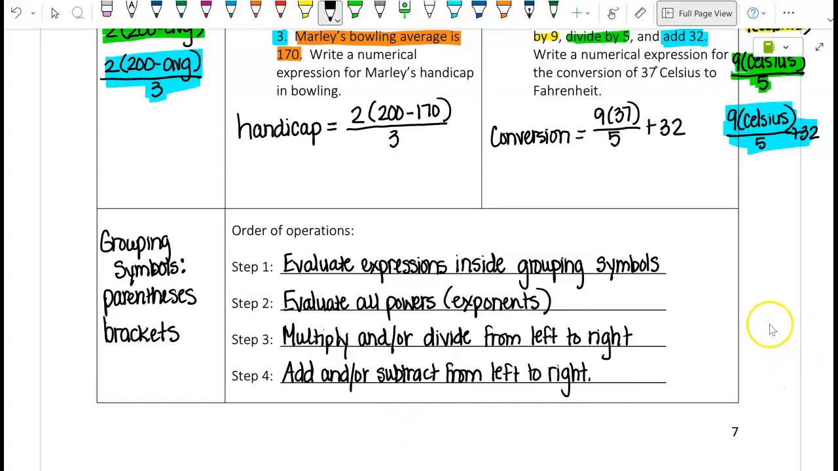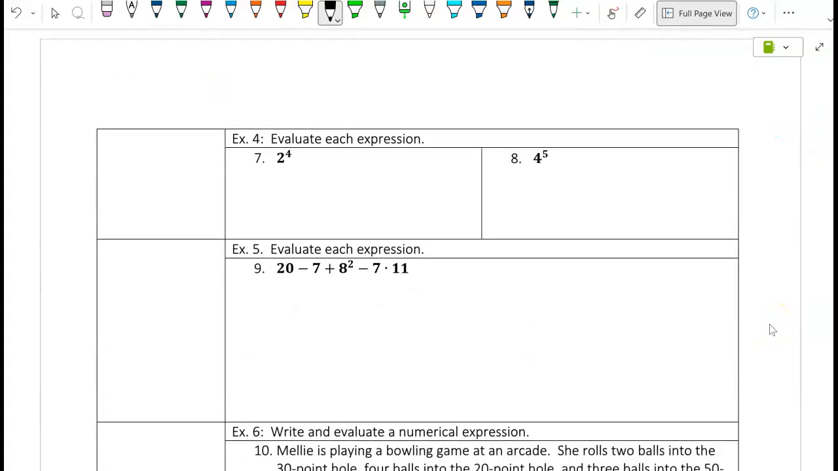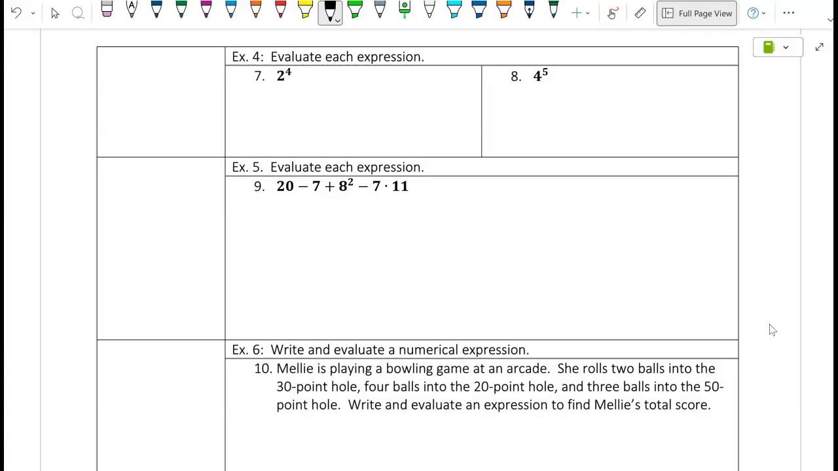All right, so if we go on to the next page here, it says evaluate each expression. So we need to understand what 2 to the 4th power is asking us. And remember, the exponent is telling us how many times am I going to multiply 2 times itself. In this case, there's a 4. So 2 to the 4th power is really saying 2 times 2 times 2 times 2. I'm going to multiply 2 times itself 4 times.